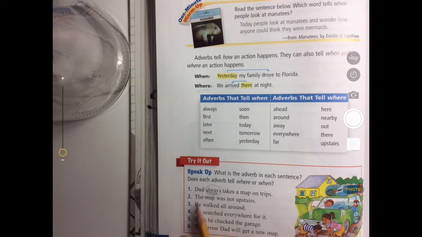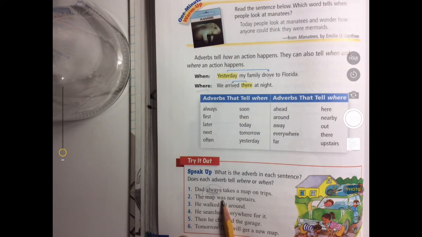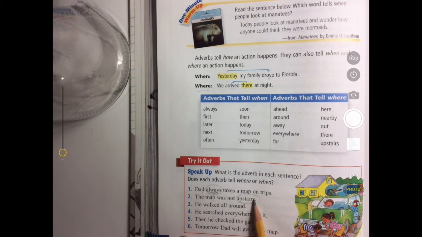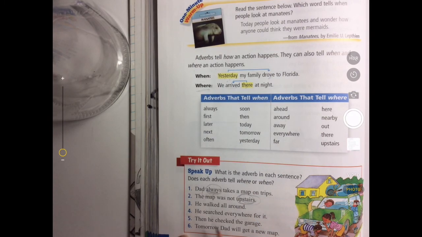Number 2, the map was not upstairs. What's the verb in this sentence? Well, it's a little tricky one. It's a hidden one, but the verb is was. Now we ask ourselves, was where or was when? Well, here we see a location, upstairs. Upstairs tells us where. That's our adverb for the sentence.